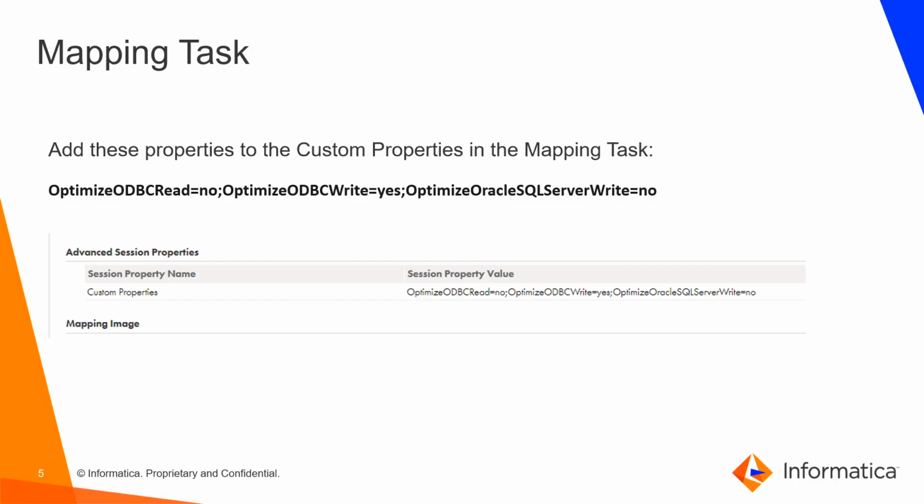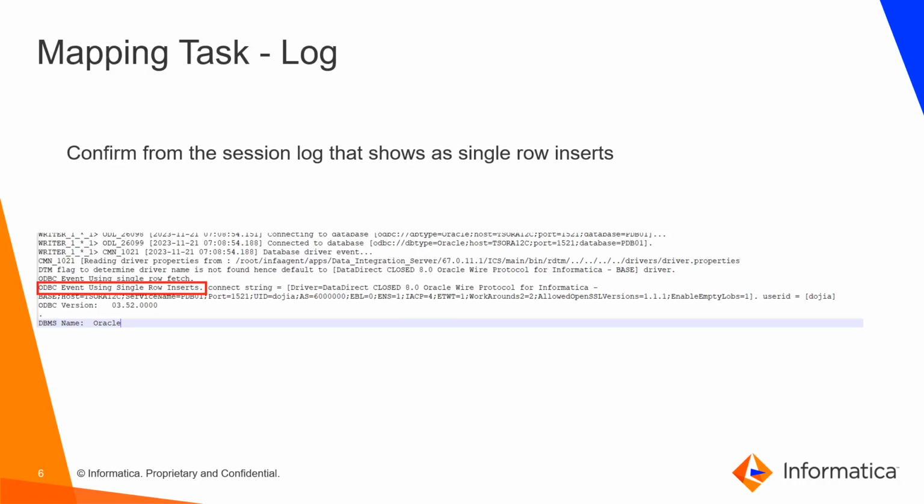All right, so at this point, we're pretty much done. We can save the mapping task and then run it. Remember, at the DIS level, we enabled this property, but then we disabled the property at the mapping task level. So essentially, the mapping task property is going to override the DIS level property. And we can see from the logs that it's using single row inserts. So it's working as expected.